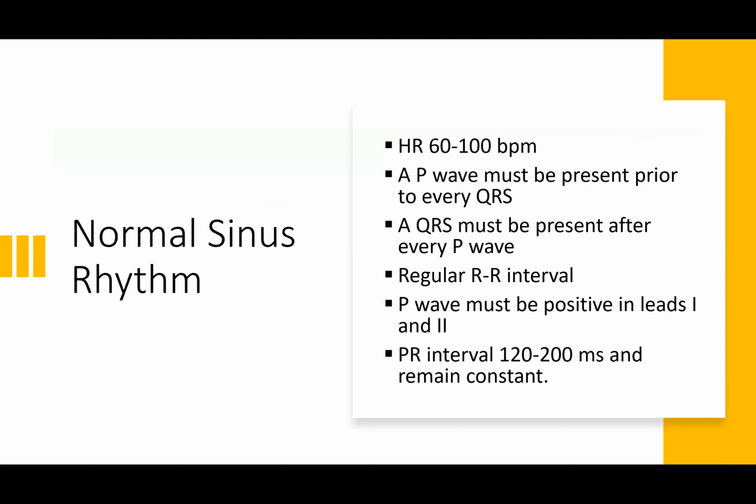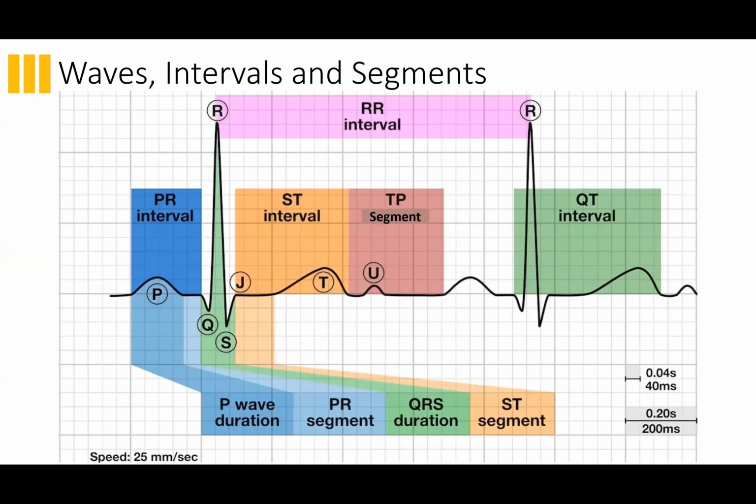So, this is the definition. Basically, you will have a heart rate between 60 to 100 beats per minute. There will be a P wave before every QRS, and a QRS after each P wave. The RR interval should be regular, and the P waves should be positive in lead 1 and 2. Meanwhile, the PR interval should remain constant. So the PP interval will also be regular, and the PR interval should be between 120 to 200 milliseconds. That way you can say this is normal sinus.